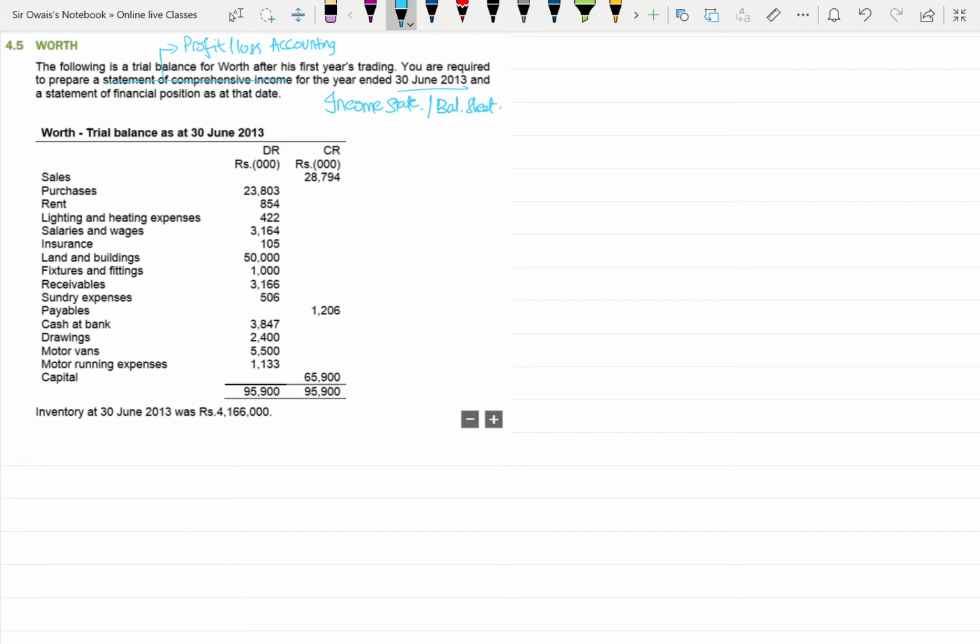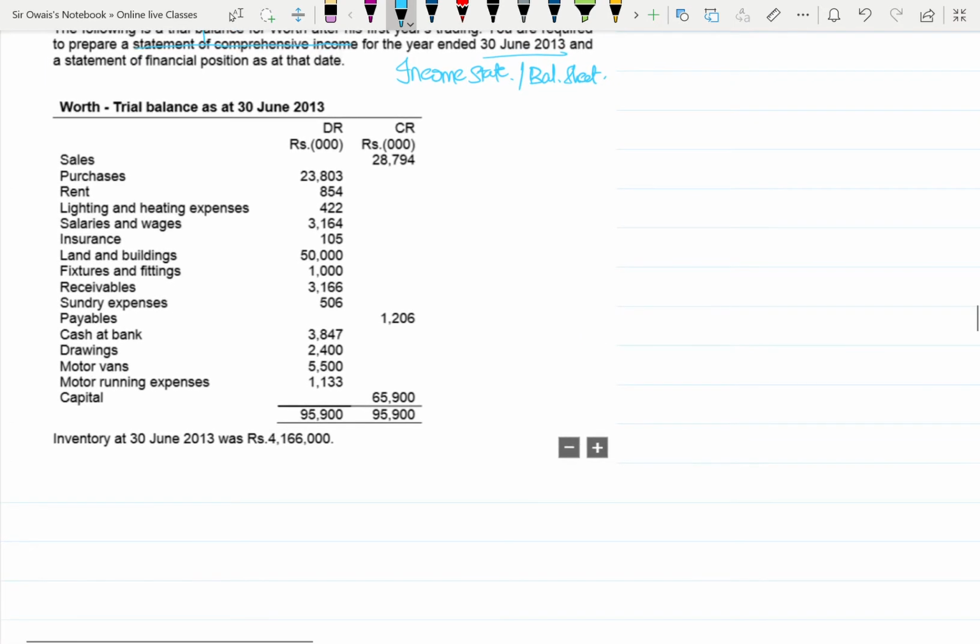Okay, so the trial balance as at 30th June 2013 is given. The first thing is sales, purchases, rent is our expense, so let's write rent expense. Heating and lighting, that is again our expense. Salaries is our expense. Insurance is our expense. Land and building is our fixed asset. Fixtures and fittings, again a fixed asset.